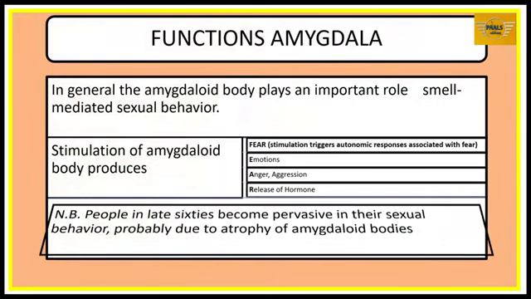Presently, we'll give a general overview of the functions of the amygdala. It plays an important role in smell-mediated sexual behavior, and its stimulation will produce fear, emotions, anger, aggression, and release of hormones. We'll see more details before the end of this lecture.